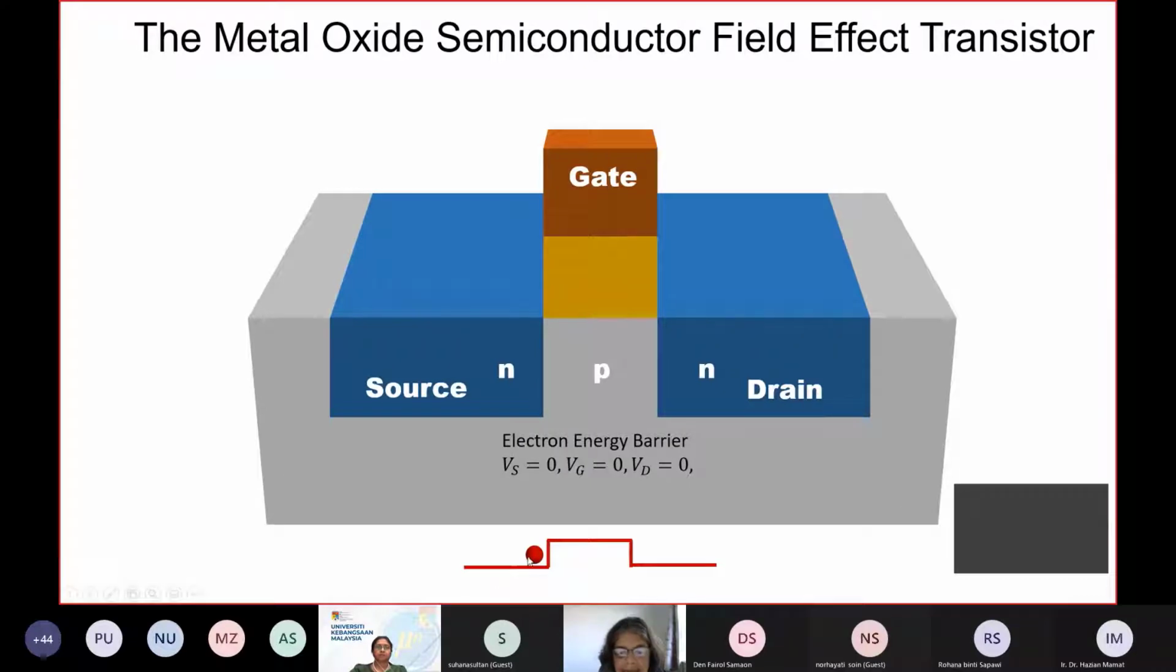So when you have 0 voltage on the source, the gate and the drain, the electrons here have a barrier because they face a potential barrier, so they cannot easily go from the source into this channel.